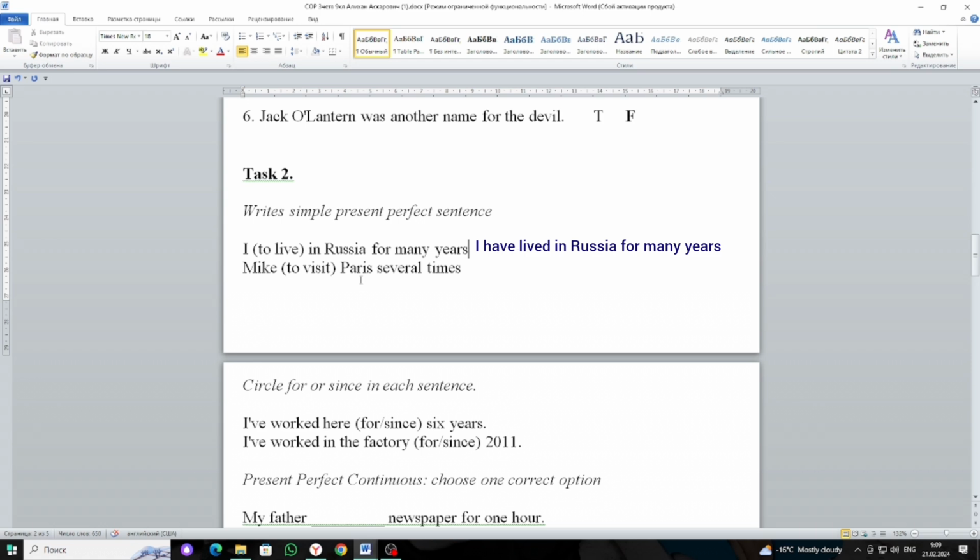The second, Mike visited Paris several times. Mark has visited Paris several times.